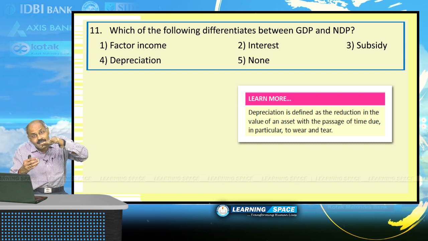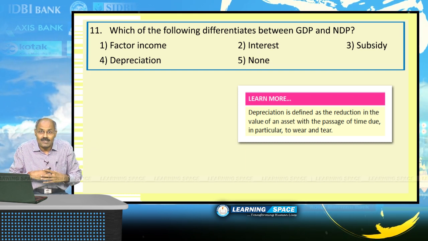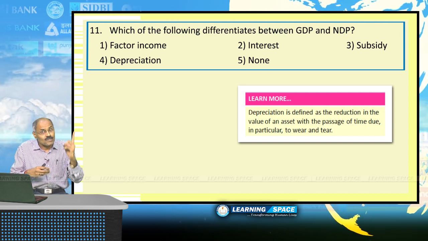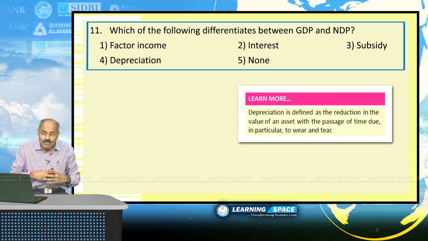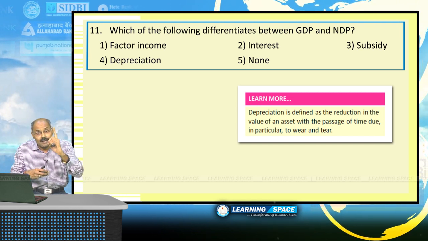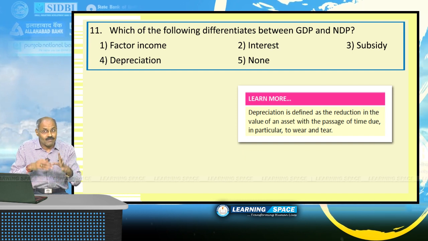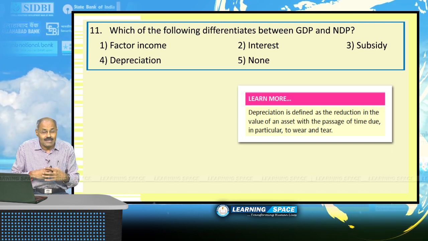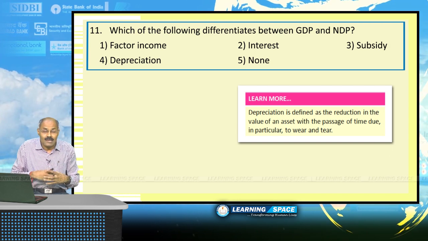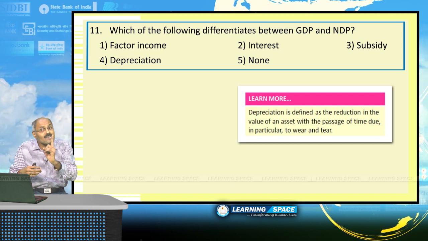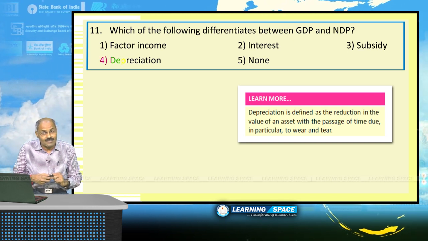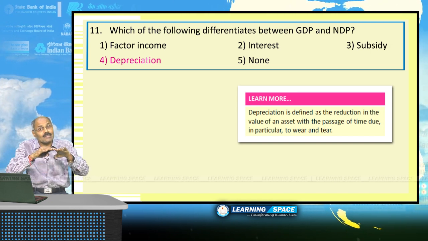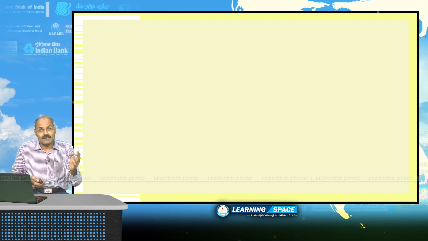So the value is getting reduced. That is called depreciation. So the difference between GDP and NDP is, if you subtract depreciation from gross domestic product, you will get net domestic product. Net domestic product is nothing but gross domestic product minus depreciation. Right, friends? Depreciation is the reduction in the value of the assets as time passes. Right, friends? Look into the next one.